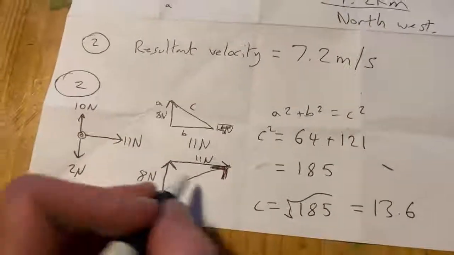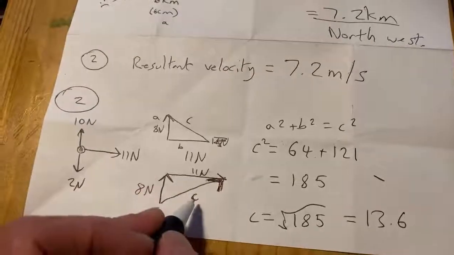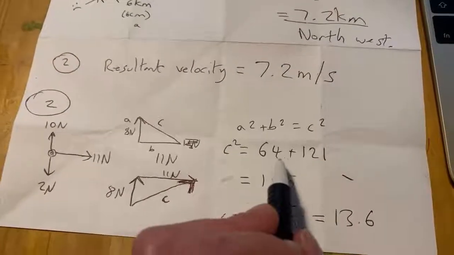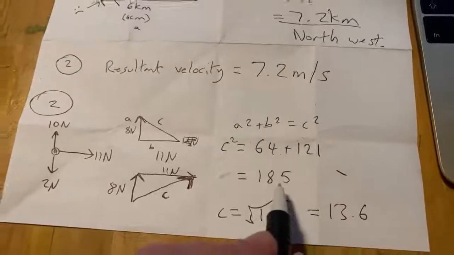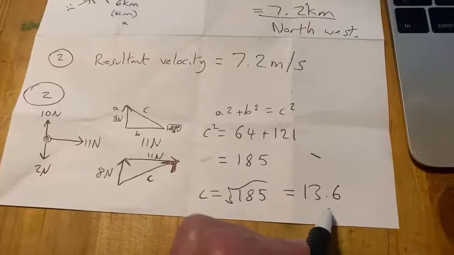And then, luckily, this is still C. So I still have 8 squared plus 11 squared equal to C squared. So my C squared is 64 plus 121, which is 185. So I square root that to get C. And the answer was 13.6.